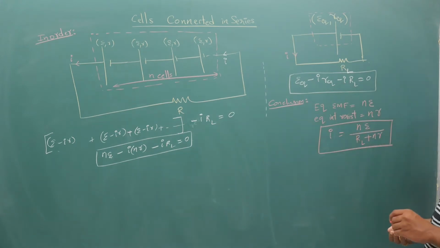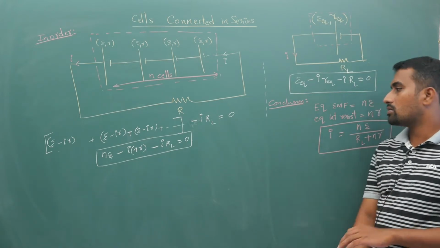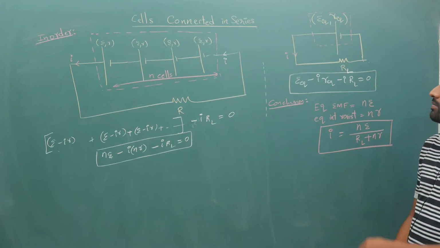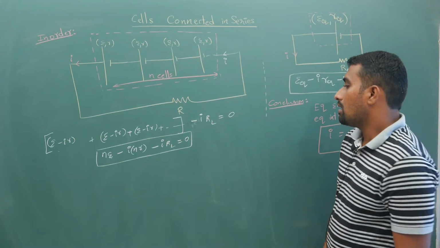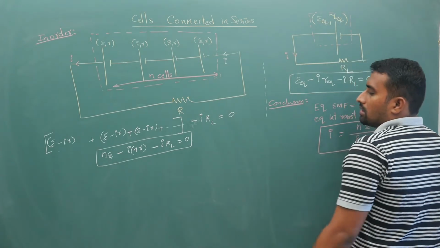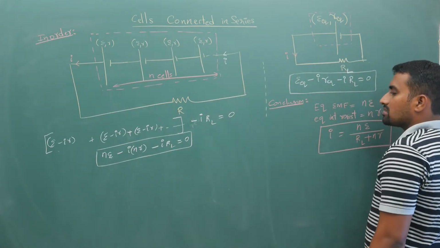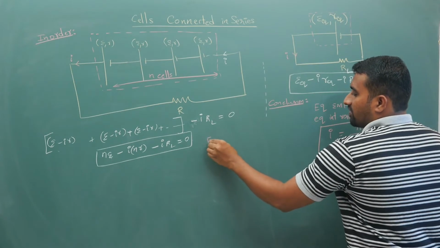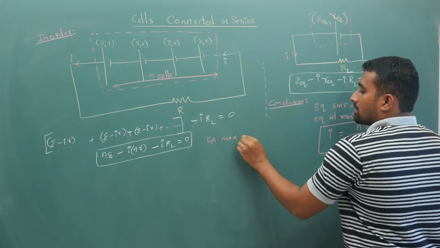Okay. Now from this, I hope you have understood the basic idea. Once this is done, I will tell you when this is useful and when it is useless. When the current is maximum, the circuit is useful. So look at this, for maximum I.